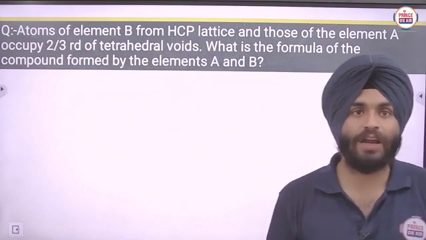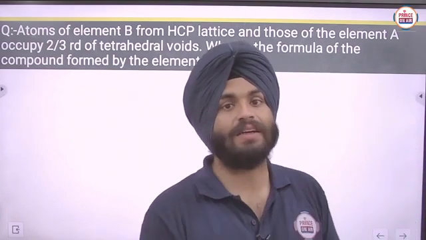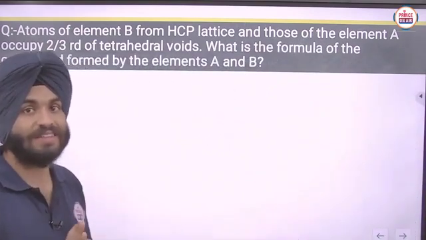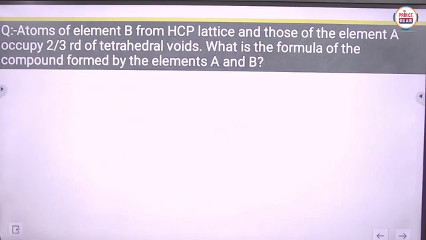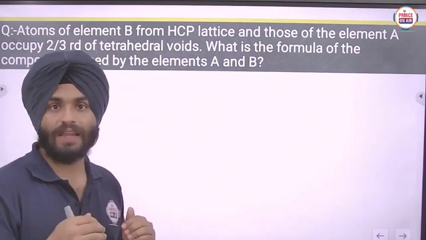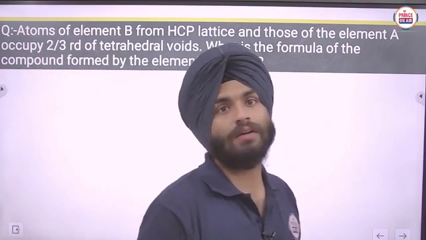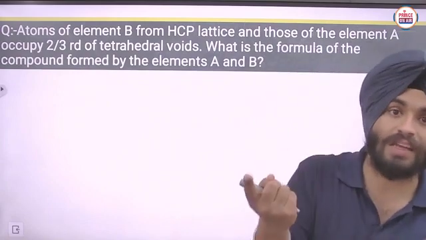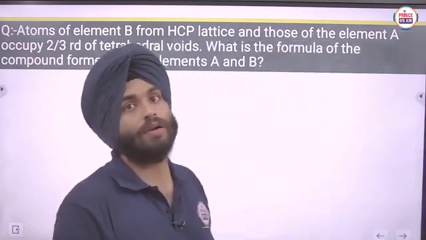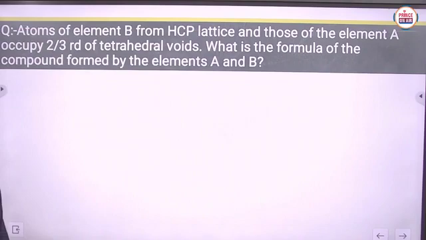Atoms of element B form an HCP lattice. Okay, HCP. Now it's not a CCP, it's an HCP, hexagonal close pack, that is of 3-dimensional form. And those of element A occupy 2/3 of the tetrahedral voids. So what is the formula of the compound formed by the elements A and B?